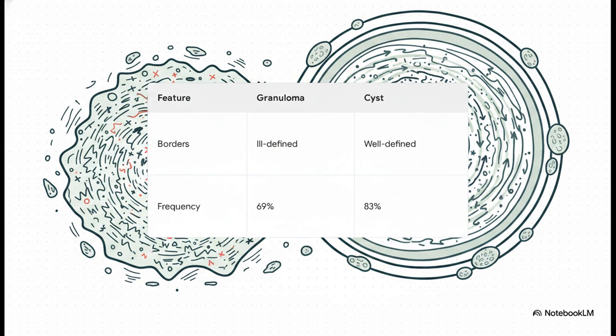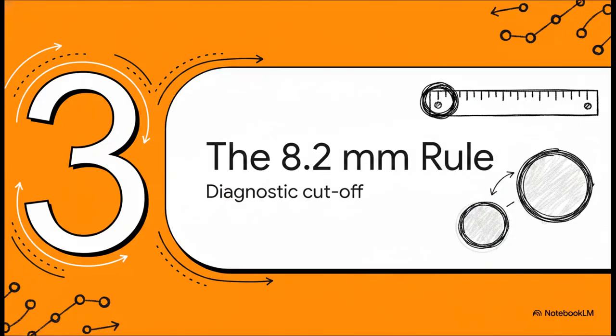Radicular cysts typically show up with well-defined corticated edges in almost 83% of cases. Granulomas, though, are dynamic, active battlegrounds of inflammation. They tend to just blur right into the bone, presenting ill-defined, non-corticated borders in about 69% of cases. So the sharpness of the border is your very first big clue. But we need more than just borders, right?